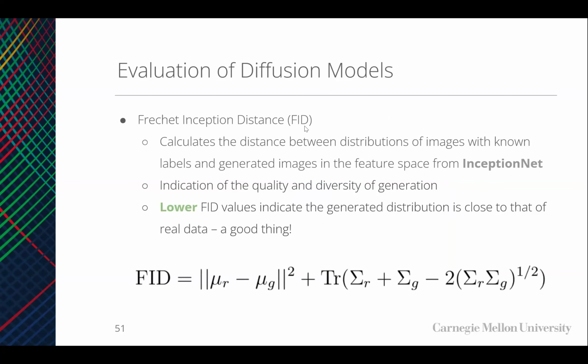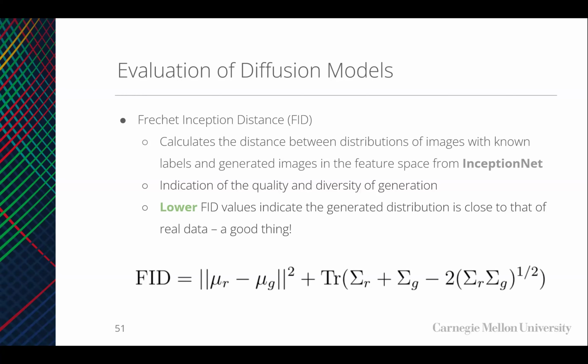So, evaluating generation through images. We use a popular metric known as the Fréchet Inception Distance, which is abbreviated as the FID score. This calculates the distance between distributions of images with known labels and generated images in the feature space of InceptionNet. InceptionNet is a CNN from Google that performed image classification. Now, when we find the distance between the distribution of generated images and what InceptionNet has already seen, that gives us an idea of how close or realistic our images are compared to the dataset it was trained on.